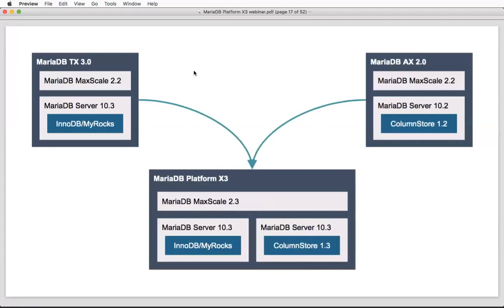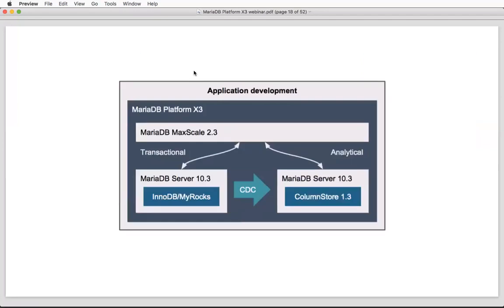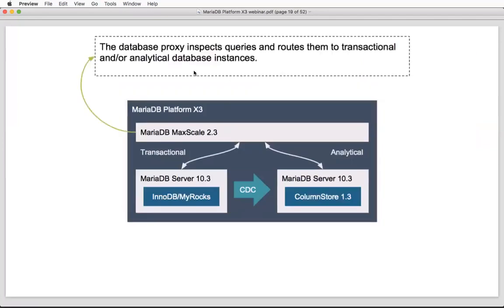What we've done with ReadDB platform is we've brought these together so that we can have one single database platform that does analytics and transactions together. And there's a couple key points to highlight here. The first is the role of ReadDB MaxScale. The database proxy will inspect queries as they're coming in and make a determination as to whether it should route them to a database instance with transactional storage or a database instance with analytical storage.